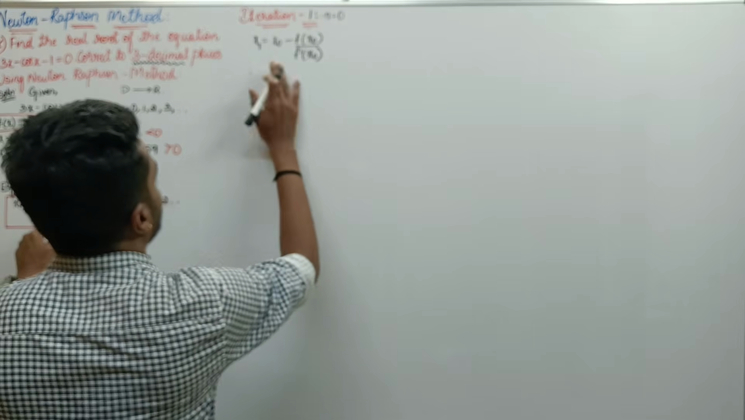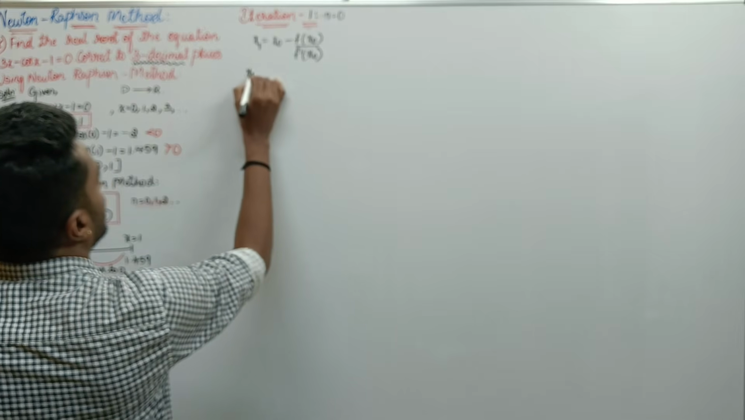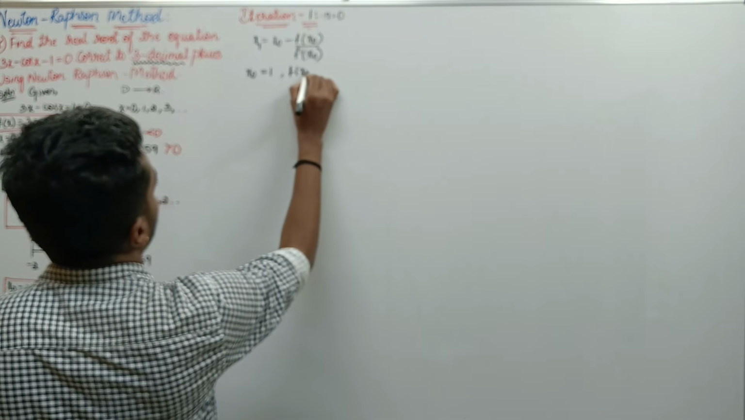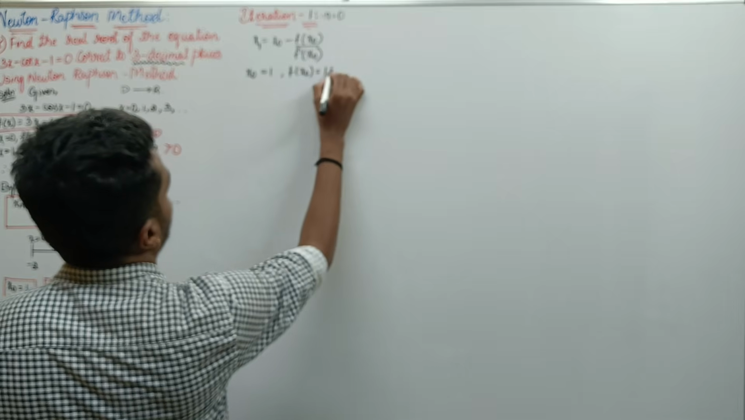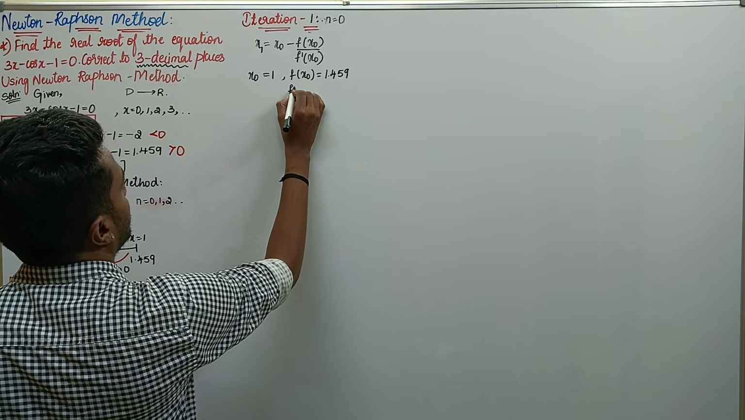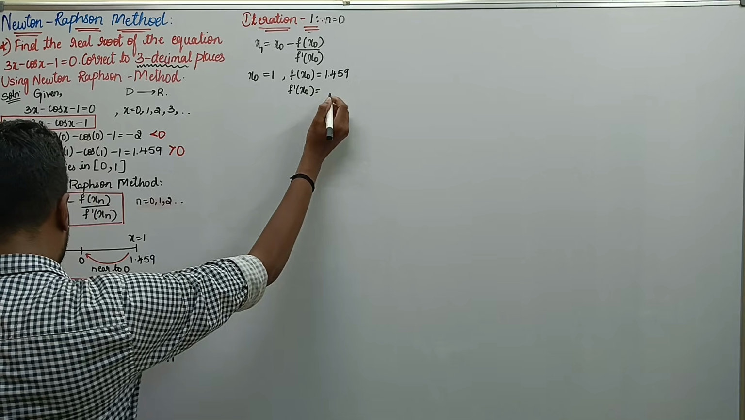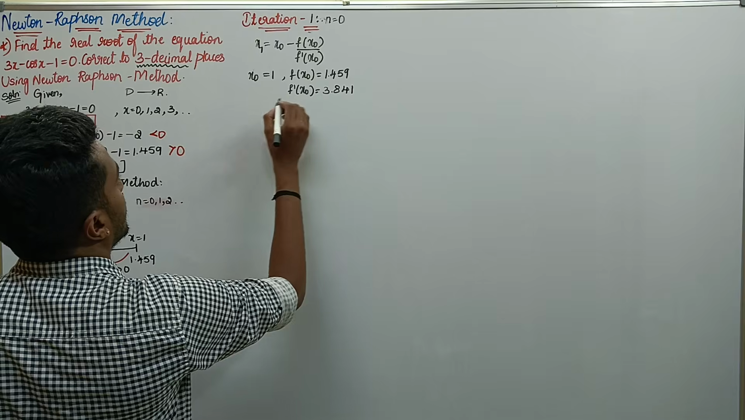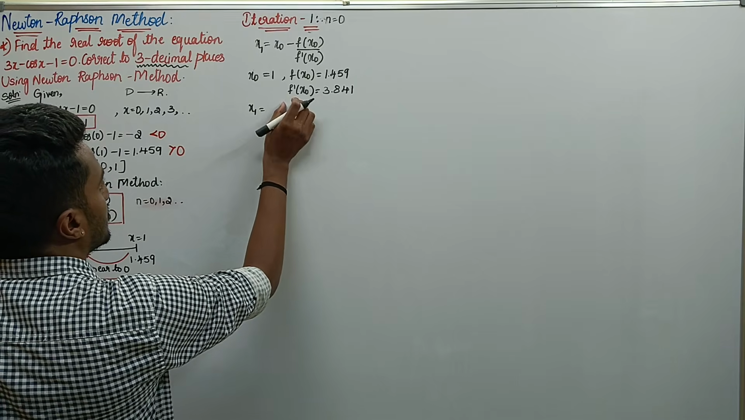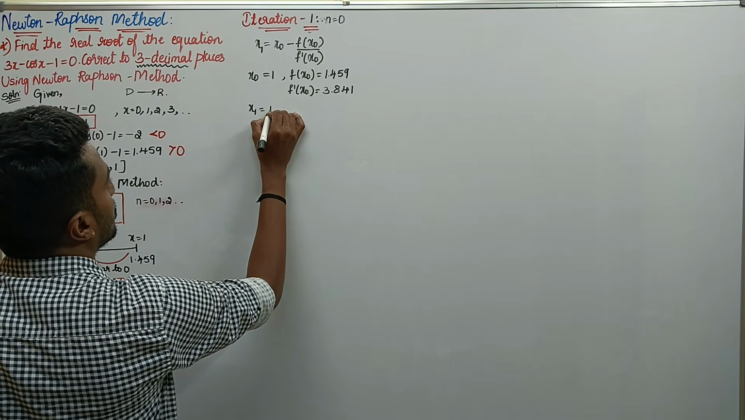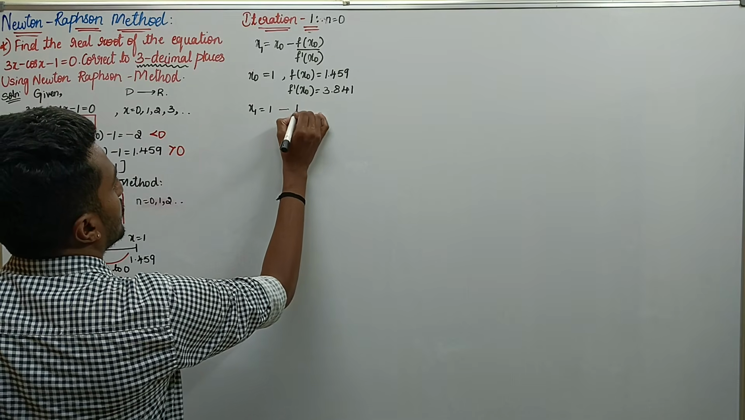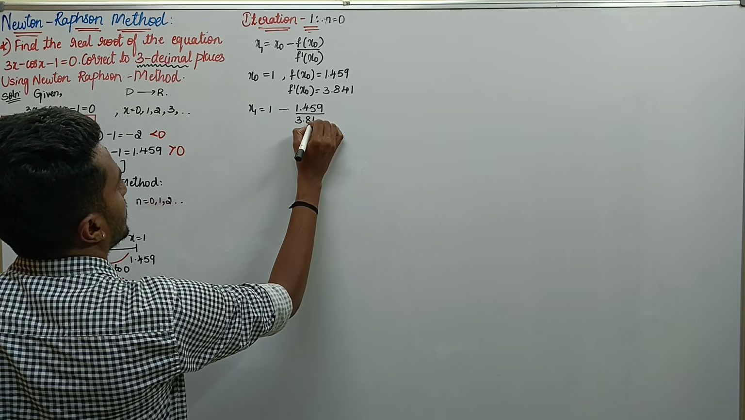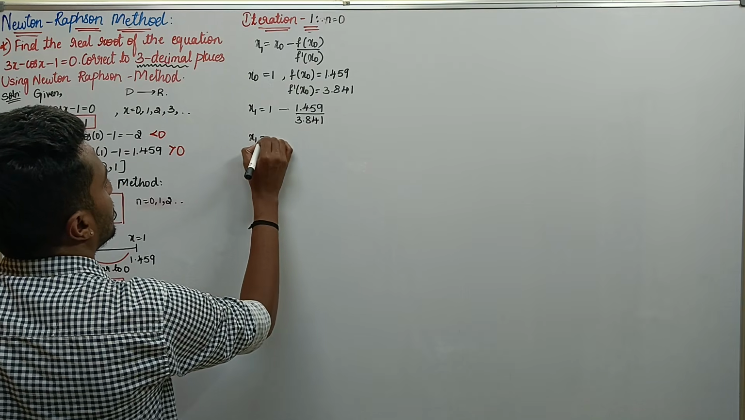X1, okay, let us represent the given. x naught is equal to 1, and f of x naught is equal to 1.459, and f dash of x naught is equal to 3.841. Now x1 is equal to, substitute these terms in the condition. What is x naught? 1 minus f of x naught, 1.459 divided by 3.841. You get the value of x1.